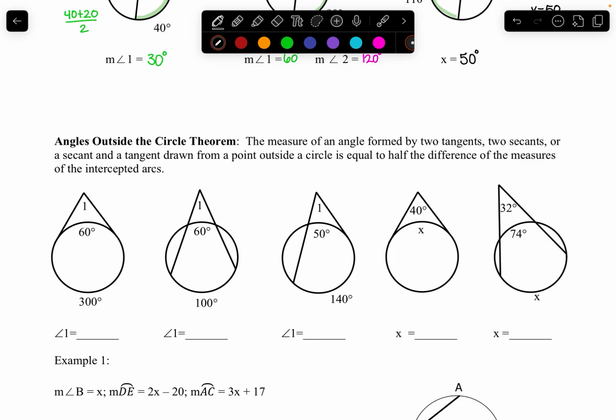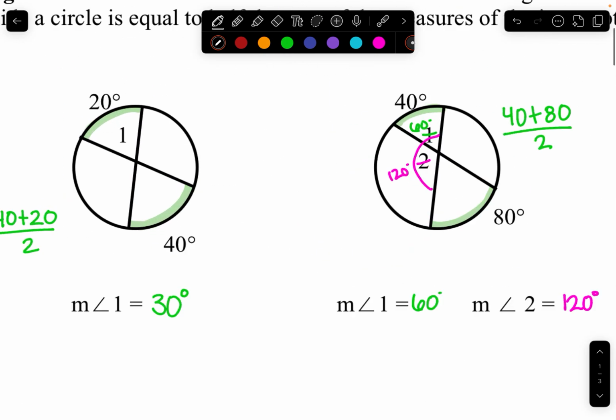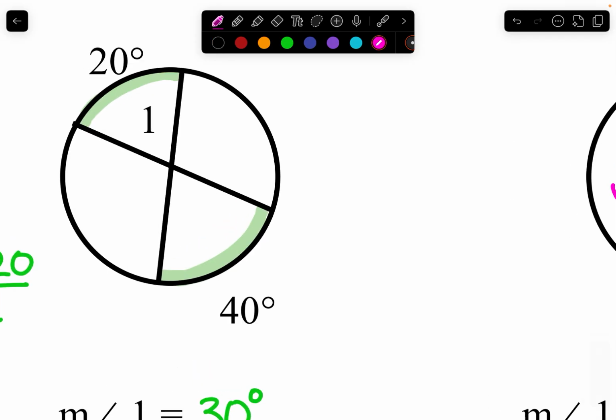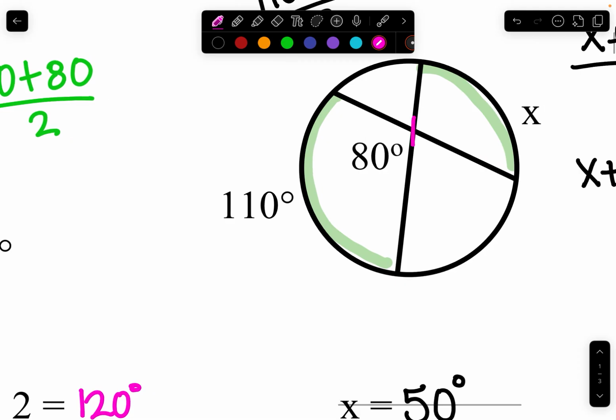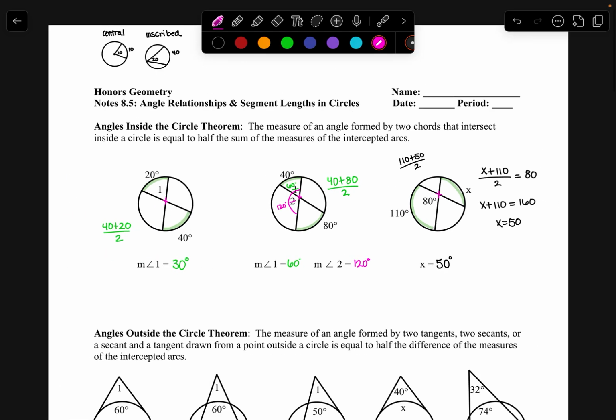So instead of adding our two arcs together and dividing by 2, we will subtract our arcs and then divide by 2. Now this can get confusing because some kids have a hard time remembering one is addition and one is subtraction, but which one is which. The way that I like to remember it is whenever you have two chords that intersect, they make a plus sign. So whenever you have angles on the inside, they are crossing and making a plus sign. Is that a perfect plus sign? No, but that's what I do to remember when I have to add and when I have to subtract.